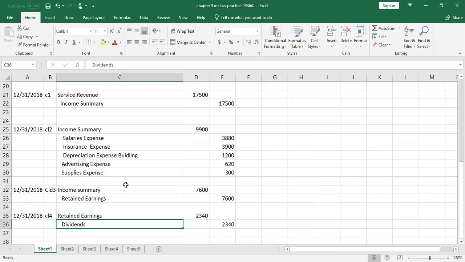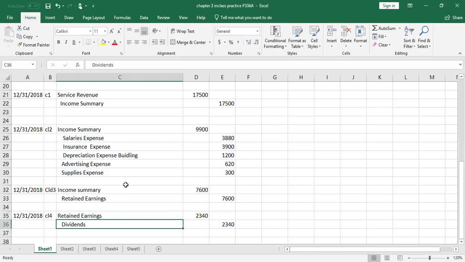Remember, dividends decrease retained earnings, right? So that's why we debit it. And net income increases retained earnings. That's why we credit retained earnings. So if we first post journal entry number 3, debiting the income summary account for $7,600 and crediting that new account we just created, retained earnings, then debit retained earnings for the fourth journal entry amount, $23.40, and credit the dividends balance of $23.40.